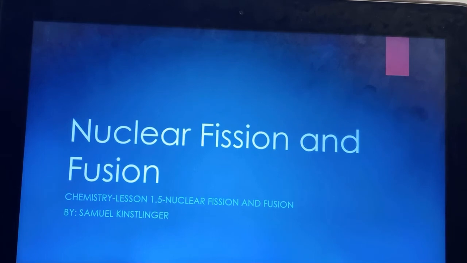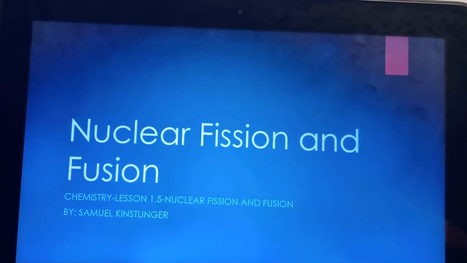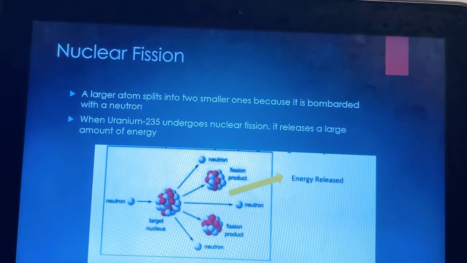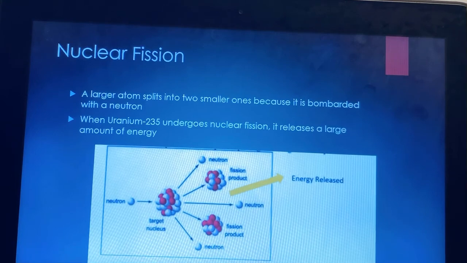Today we are going to go over chemistry lesson 1.5, nuclear fission and nuclear fusion. Nuclear fission is when a larger atom splits into two smaller ones because it's bombarded with a neutron. As we can see in the diagram there, a neutron will hit a nucleus, then it splits into two elements and three neutrons, and then a lot of energy is released.